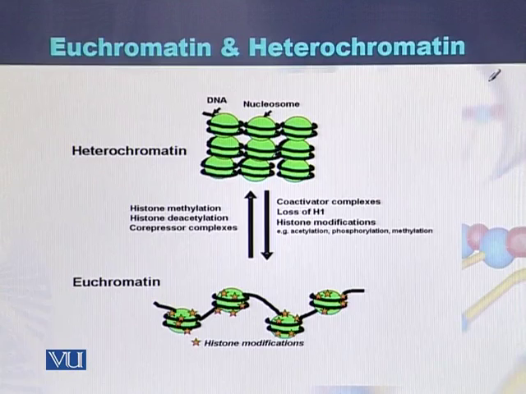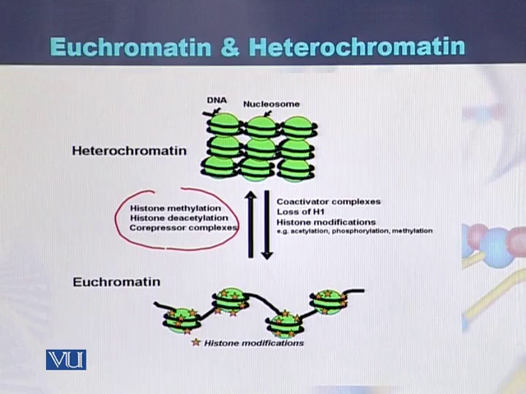Euchromatin can be changed into heterochromatin by processes called histone modification, histone deacetylation, as well as core repressive complexes. So these are the methods that can change euchromatin into heterochromatin. On the other hand, heterochromatin can be changed into euchromatin. How is heterochromatin changed into euchromatin?